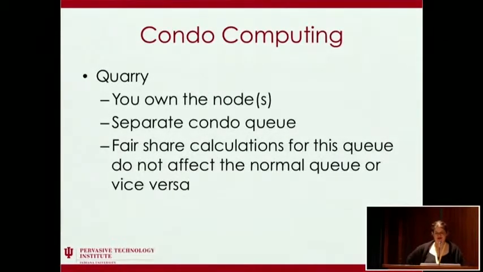Another service we have is called the Quarry Condo Computing nodes. Basically, the idea is if you have some computational needs, but don't necessarily have the kind of computational needs that would justify setting up an entire cluster that you then have to administer, you could purchase a node, or more nodes, on Quarry. You'd have a separate queue, and your calculations don't affect the normal queue or vice versa, and you can just get your work done quicker.